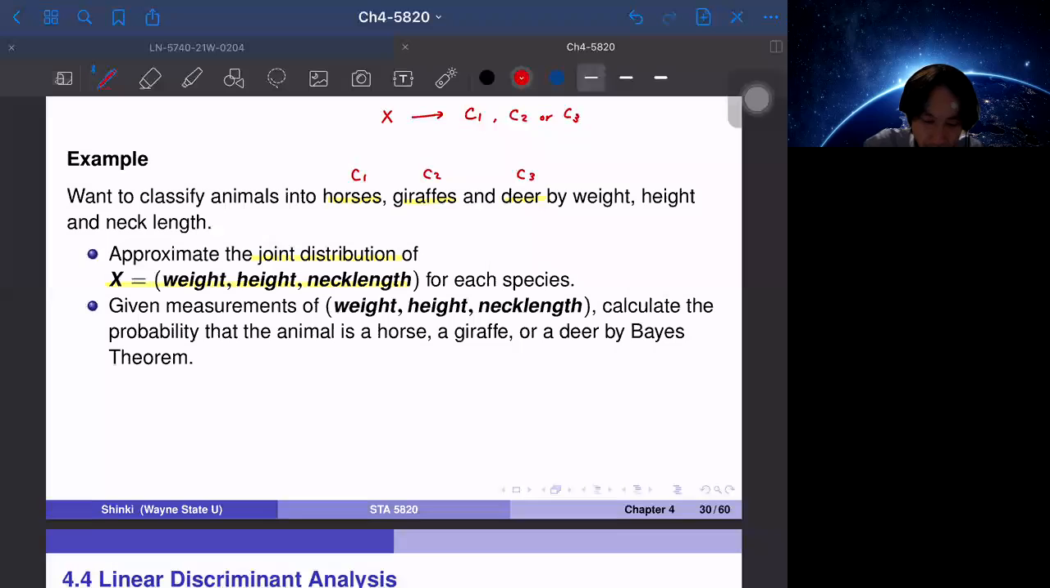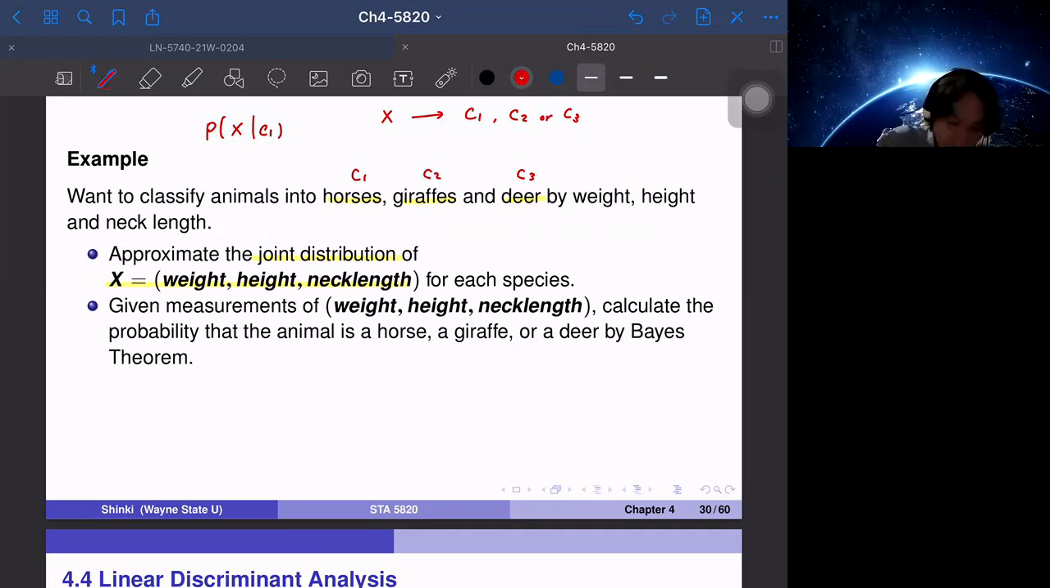But at first, LDA thinks about, given an animal, the distribution of X. What's the distribution of weight, height, and neck length for horses? What's the distribution of weight, height, and neck length for giraffes? For example, giraffes have longer neck length, so an average of 3 meters and a standard deviation of 1 meter. The height is between maybe 5 and 10 meters, and weight is, I don't know, 2,000 pounds plus or minus 500 pounds. So we think about the distribution for each animal.